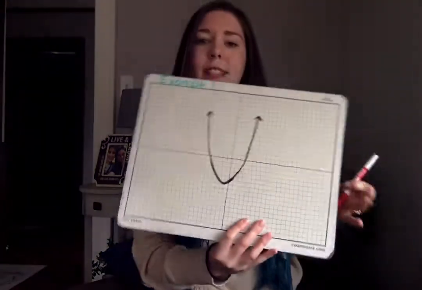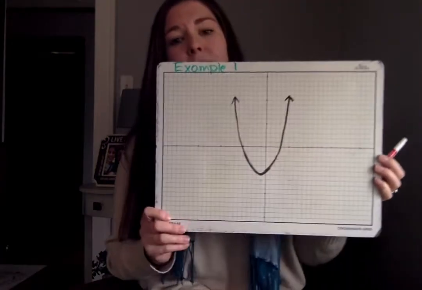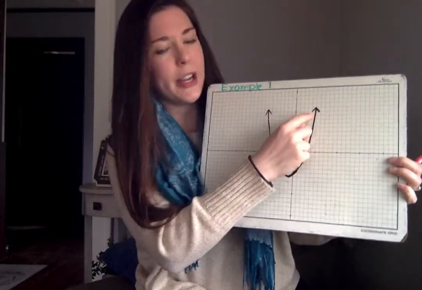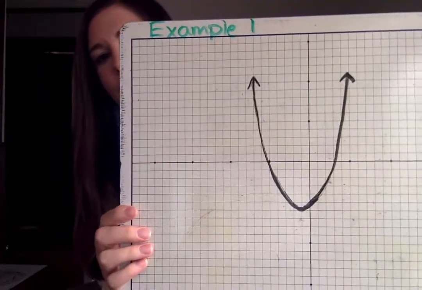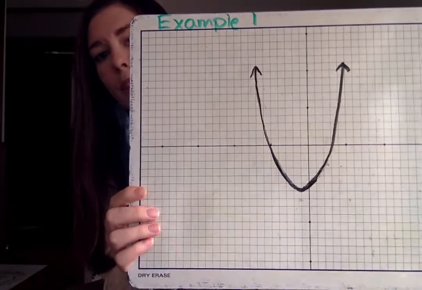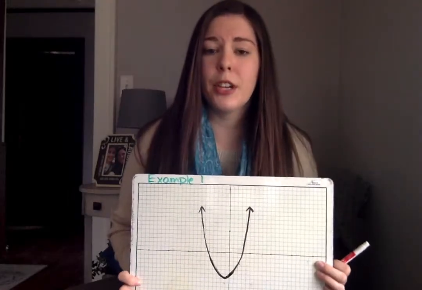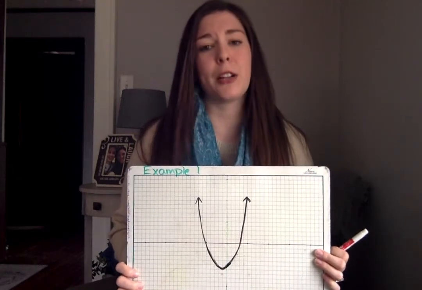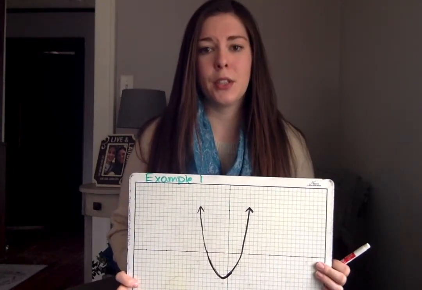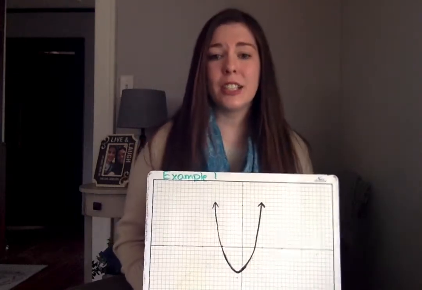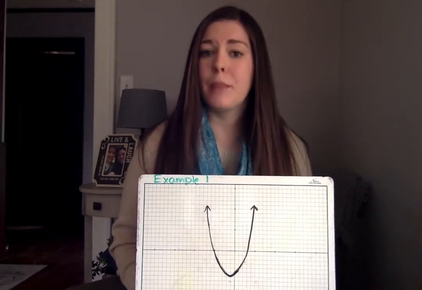So if we look at our example here, the easy way to determine the directionality of a graph is to look at the arrows. If we look at our arrows on this graph, you can see that those arrows are facing up. That means our directionality is positive. If your arrows were facing down, that means your directionality would be negative. Okay, cool, directionality done.